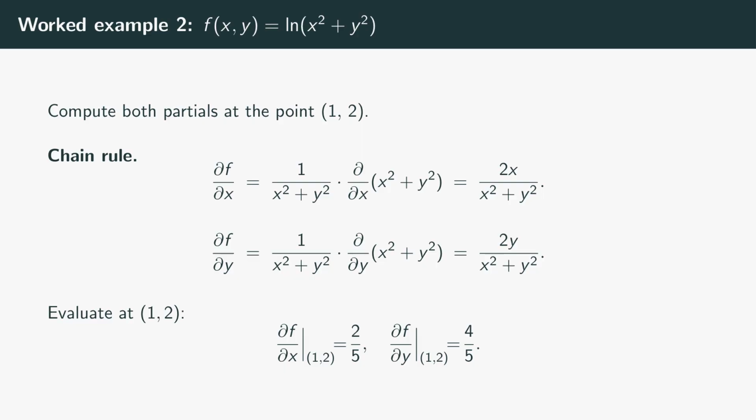Now plug in the point 1, 2. The denominator becomes 1 squared plus 2 squared, which is 5. The partial with respect to x is 2/5. The partial with respect to y is 4/5. And these are slopes. Pick a direction, and the surface tilts that much.